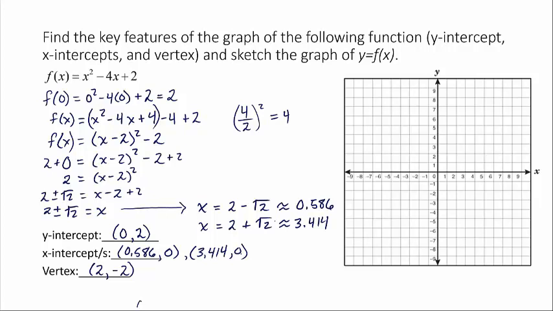So I've got (2, -2), right? The x-intercepts, of course, this is just eyeballing it off the graph. It's right around a half, right? And then we have 3.414, so right ahead of 3.5 there. Okay, and then the y-intercept is (0, 2).